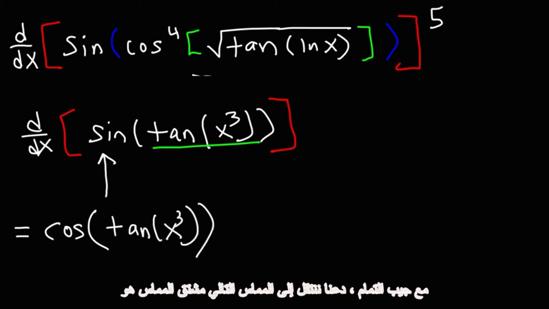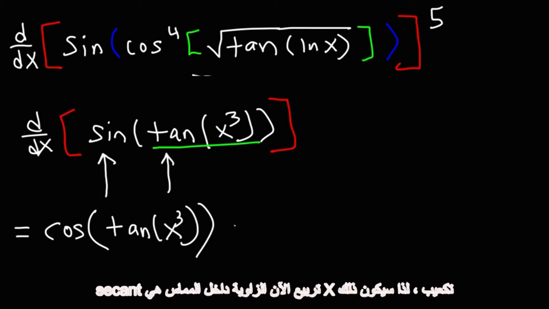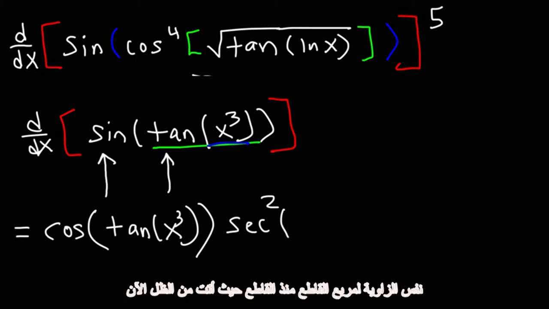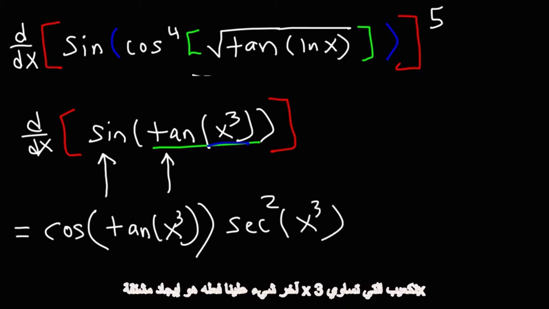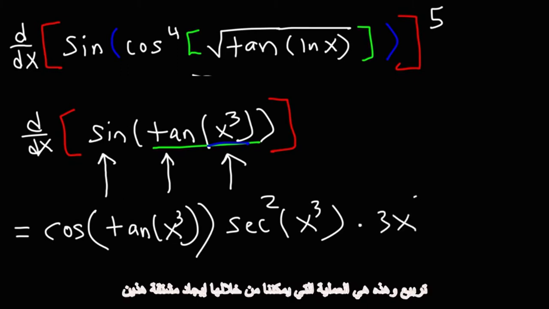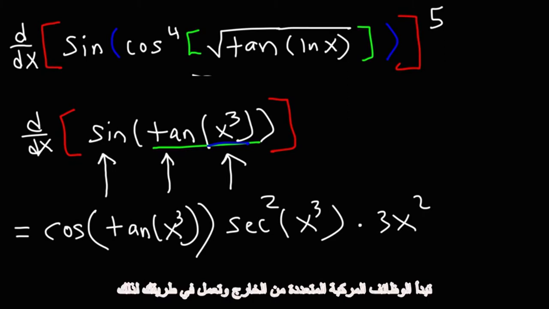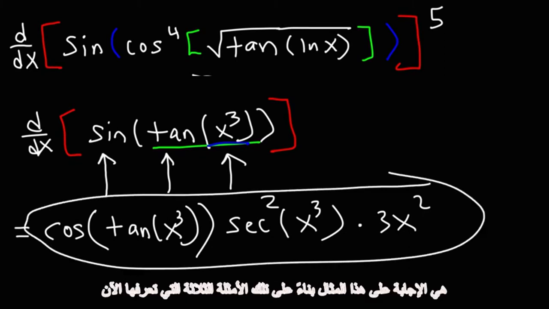So now we're done with cosine. Let's move on to the next one, tangent. The derivative of tangent is secant squared. Now the angle inside of tangent is x cubed. So that's going to be the same angle for secant squared, since secant squared came from tangent. Now the last thing we need to do is find the derivative of x cubed, which is 3x squared. And that's the process by which we could find the derivative of these multiple composite functions. Start from the outside and work your way in. So this is the answer for this example.